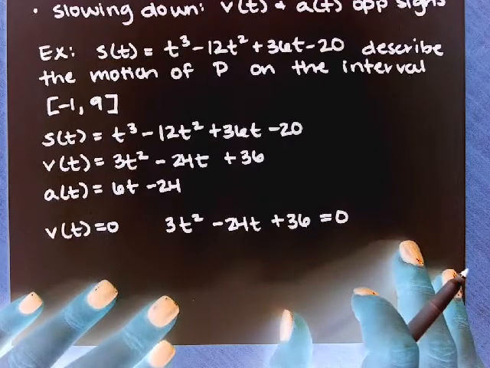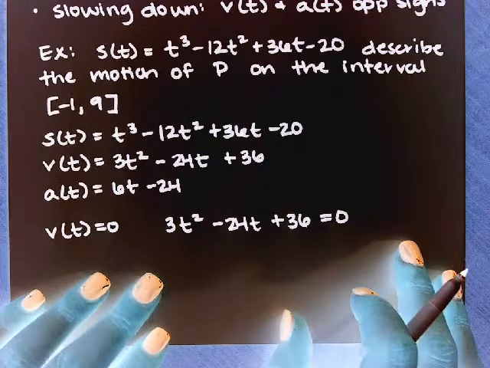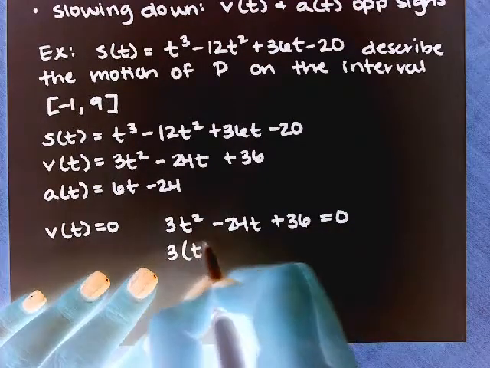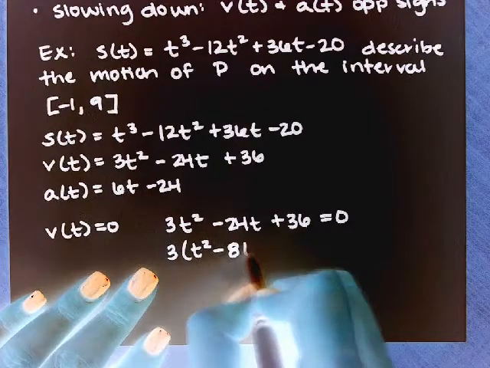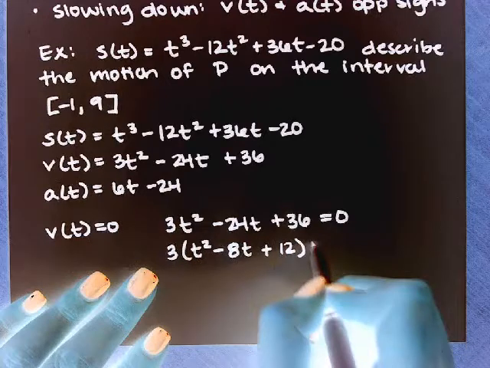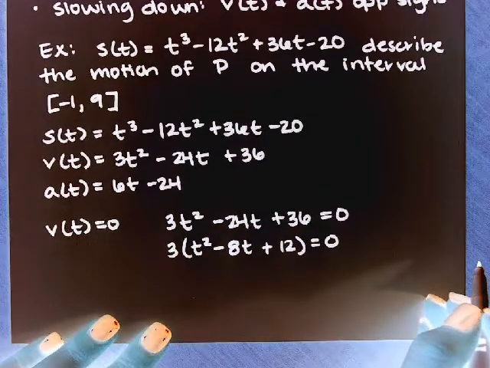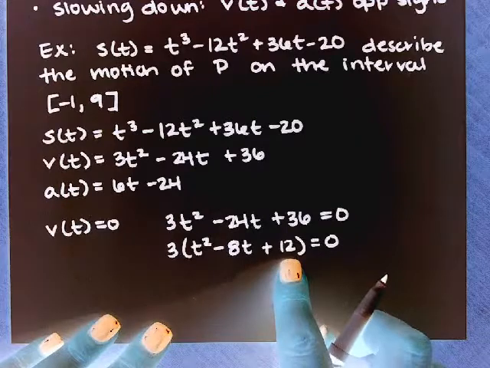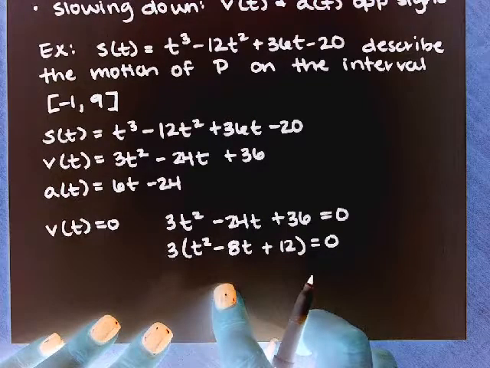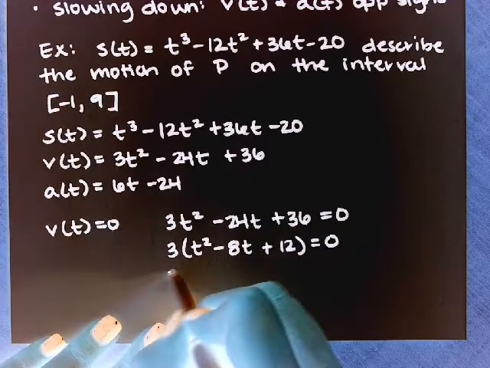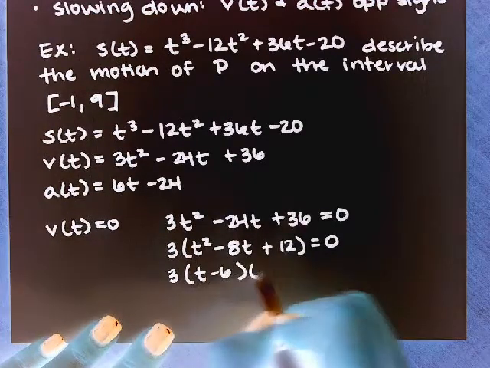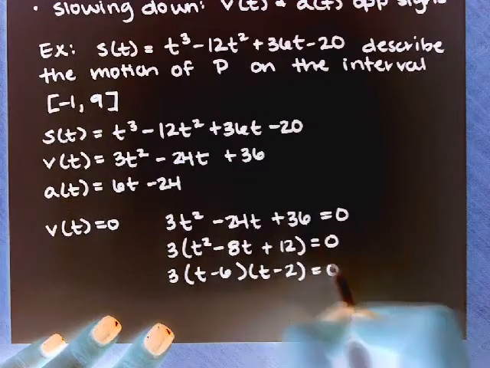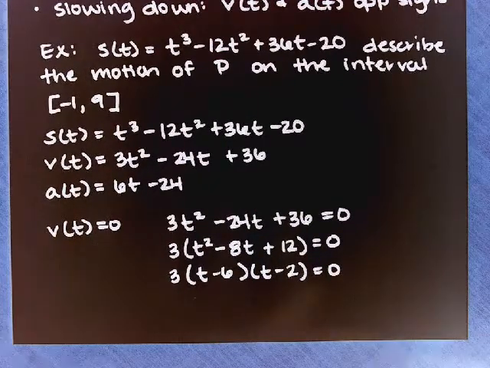Okay, so how do I solve that? Take a GCF of 3 out. So we're looking for two numbers that multiply to 12, but add to -8. Okay, so 3 times t minus 6, t minus 2. Okay. So what are the two moments in time where the point is not moving?